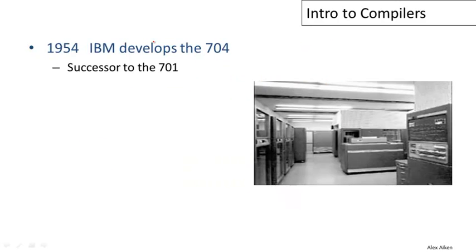I think it's helpful to give a little bit of history about how compilers and interpreters were first developed. So the story begins in the 1950s, and in particular with a machine called the 704 built by IBM. This was their first commercially successful machine, although there had been some earlier machines that they had tried out.